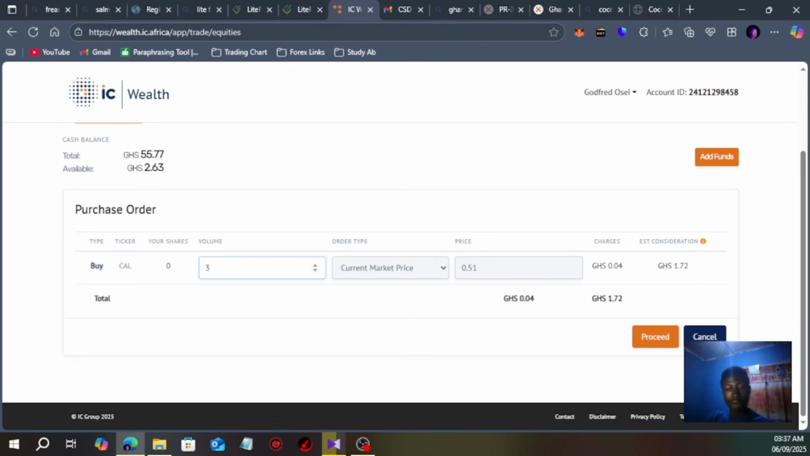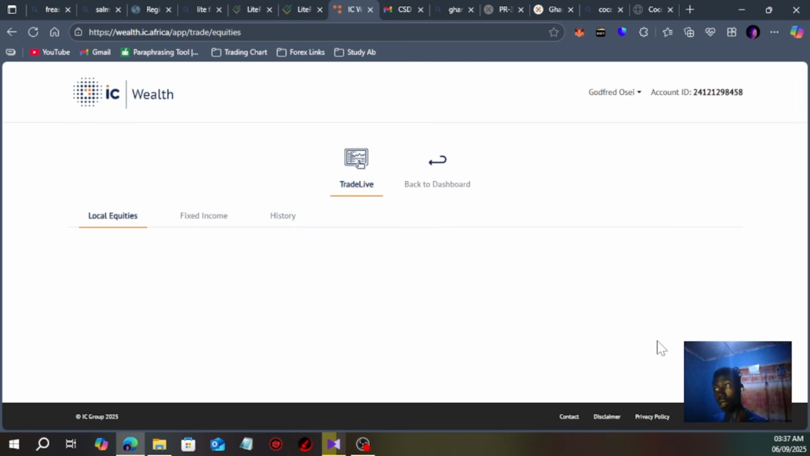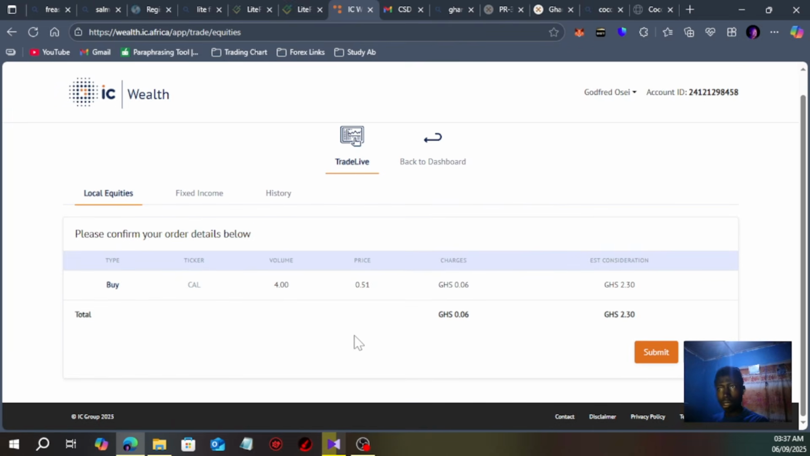So let's see if I can buy 4. Let me see. So 4 is gonna cost me 2 cedis 30 pesewas, but I have available funds of 2 Ghana cedis 60 pesewas and 3 cents. So this is what I'm going to do. I can click on proceed, and then click on proceed like this. So this is the next step to take. So you're gonna buy Car Bank. This is the ticker Car Bank and volume 4, which is 4 shares, and then the price is 0.51, which is 50 pesewas.